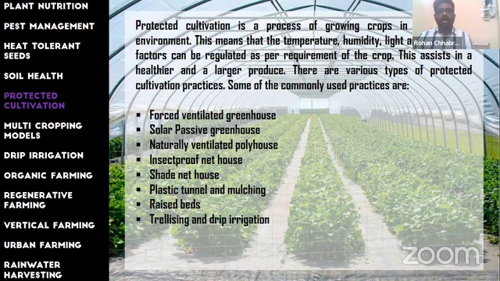There are various types of protected cultivation practices, and a few of them are forced ventilated greenhouses, solar passive greenhouses, naturally vented polyhouses, insect proof net house, shade net house, plastic tunnel and mulching, raised beds, drizzling and drip irrigation. These are a few of the techniques which could be adopted by farmers given their budget and they can increase their productivity as well as their income.